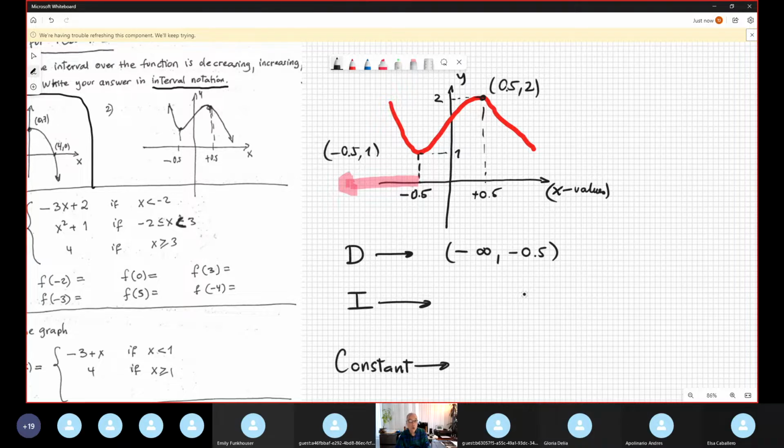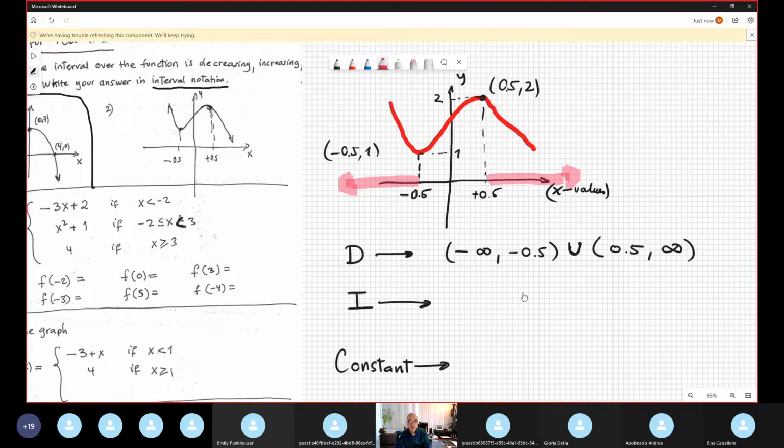And what other piece is going down? Decreasing? From 0.5 to infinity. Good. Positive infinity. So we have two intervals in which the function is decreasing. And you write it in this elegant way: two intervals connected by union, gets U. And that's it. And what about increasing?